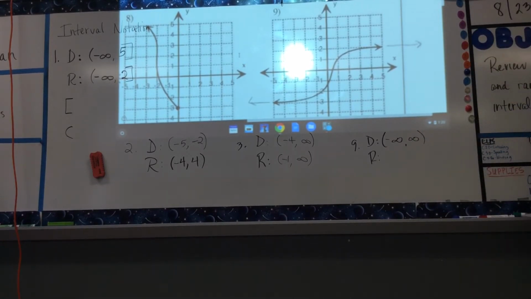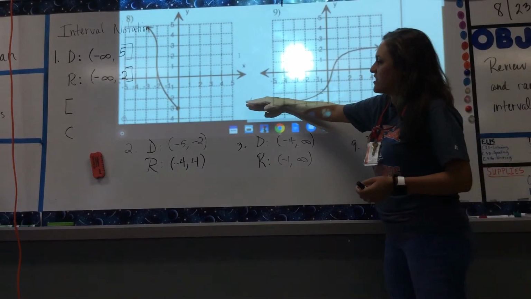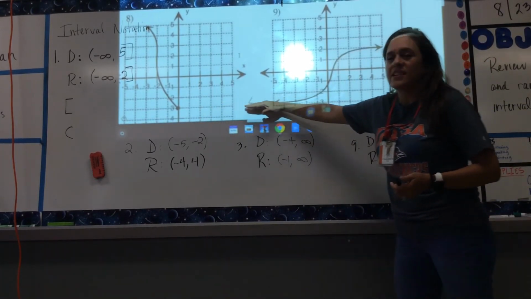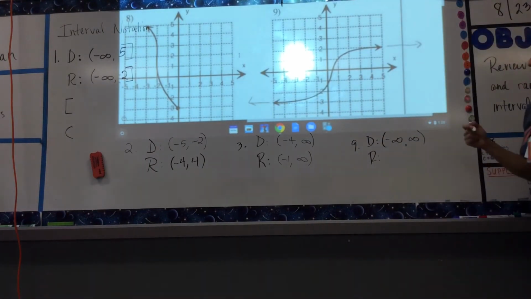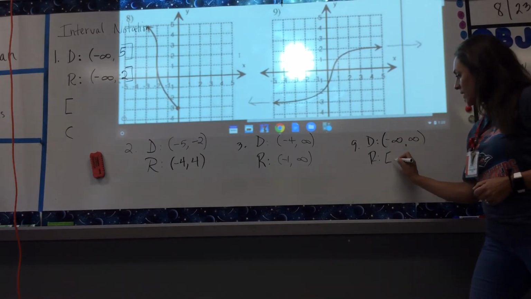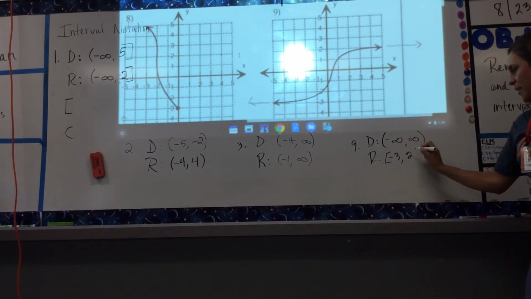Okay. Range goes from where to where? Bottom to top. Negative to positive. Okay. So this one right here, it's going to go down to -3, and it's going to stay on -3. So do you think it touches it? Yes, it does. So what am I going to use? Bracket, -3, comma, 2, bracket.